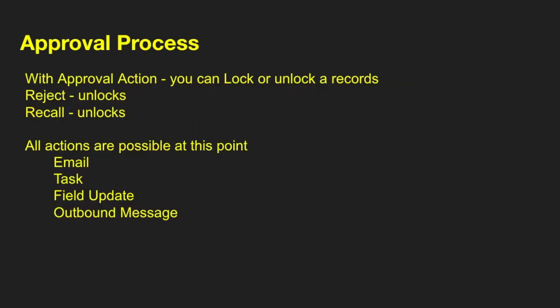With approvals, you can lock or unlock a record. A reject typically unlocks, and a recall typically unlocks. Locking just means that nobody else can modify it except for the current approver. And all the actions that are possible with approval processes are email alerts, task creation, field updates, and outbound messages. These are all the same ones that you have in workflow rules.